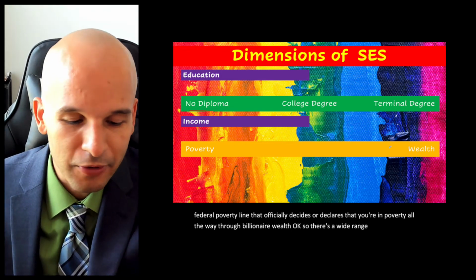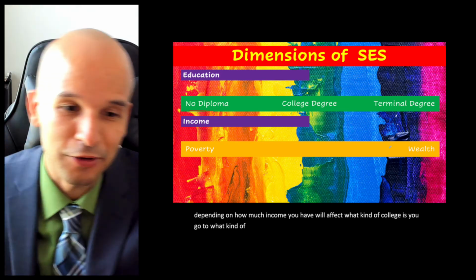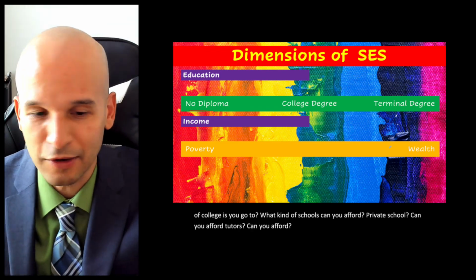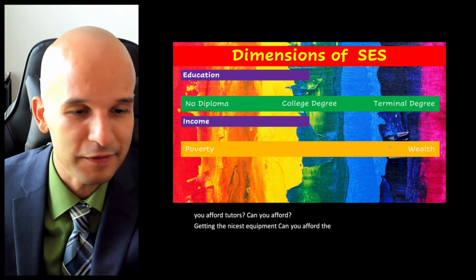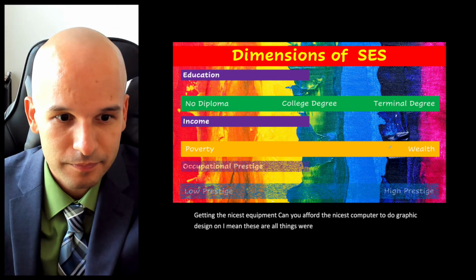And how much income you have will affect what kind of colleges you go to, what kind of schools. Can you afford private school? Can you afford tutors? Can you afford getting the nicest equipment? Can you afford the nicest computer to do graphic design on? I mean, these are all things where income comes into play.